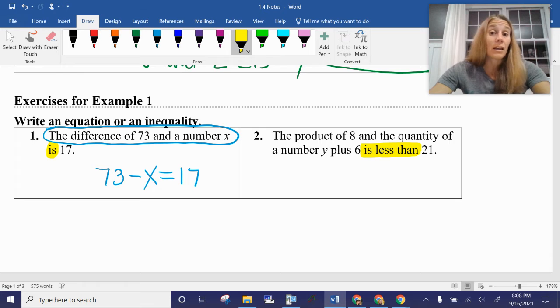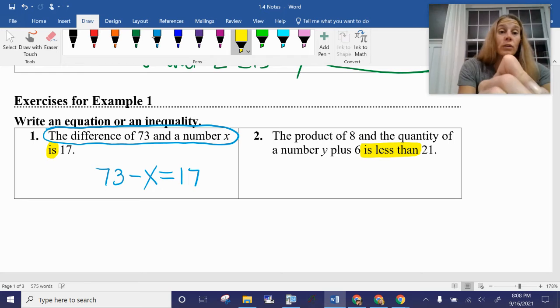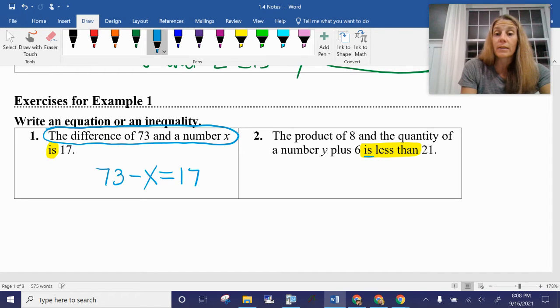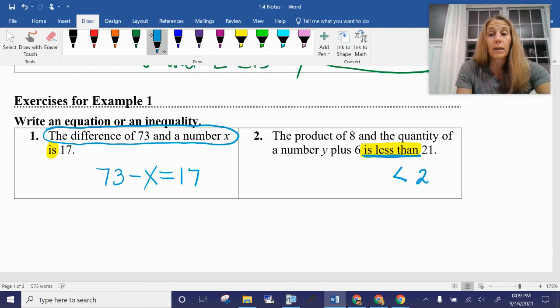Sometimes it can indicate an inequality sign, but you have to look for that word "is," and that's how you can decide which one. So the first thing I do is look for the word "is," and then are there any words immediately following it? I know that this part is telling me it's my symbol. "Is less than." There's my less than sign and my 21.